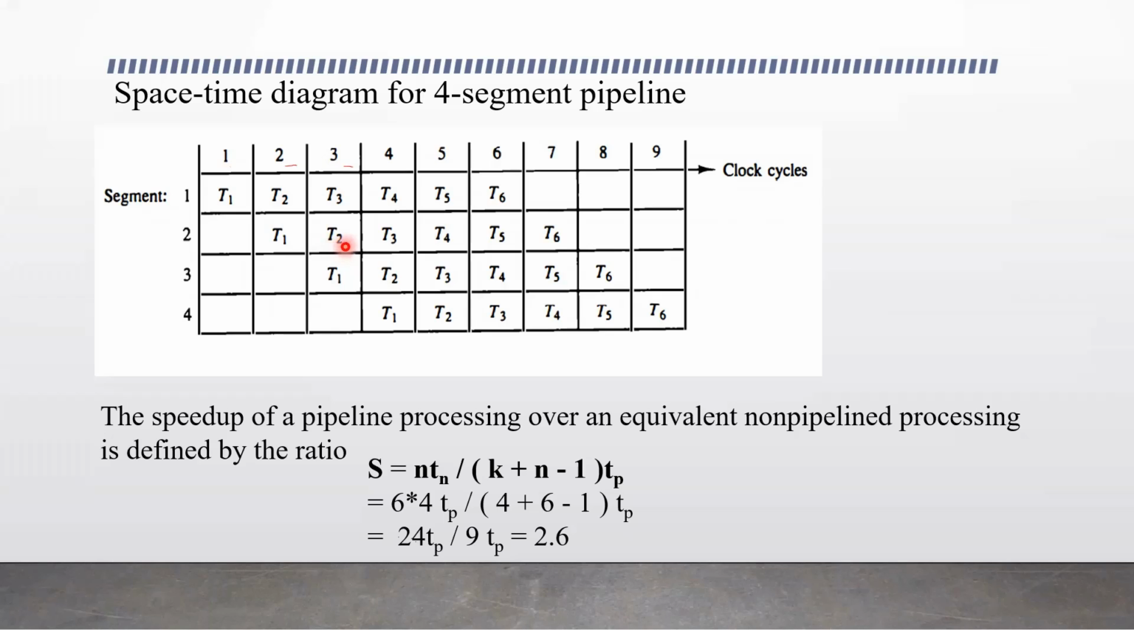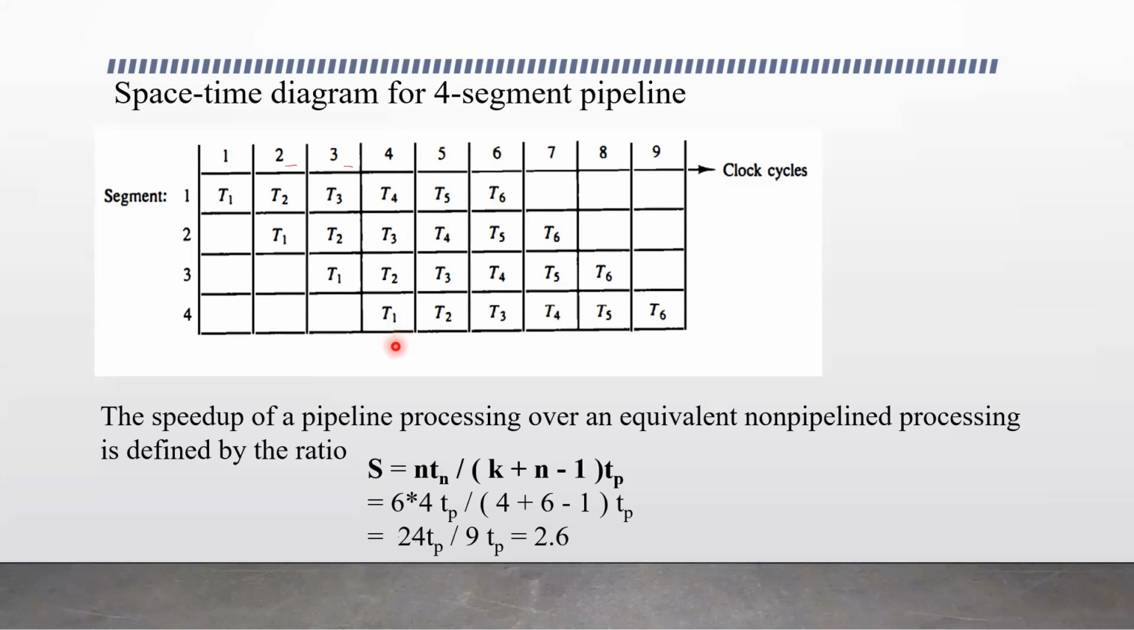Segment 3 starts the third sub-operation of task T1. During clock cycle 4, T4 is started in segment 1, the second sub-operation of T3 is started in segment 2, segment 3 executes the third sub-operation of T2, and the fourth segment executes the fourth sub-operation of task T1. Information flows between these segments through the pipe. So after the four clock cycles, the first task is completed.